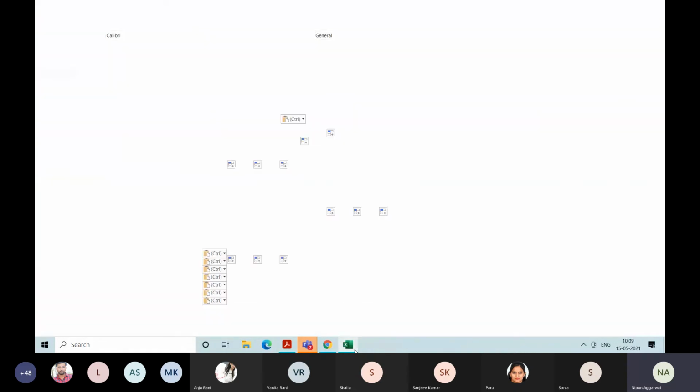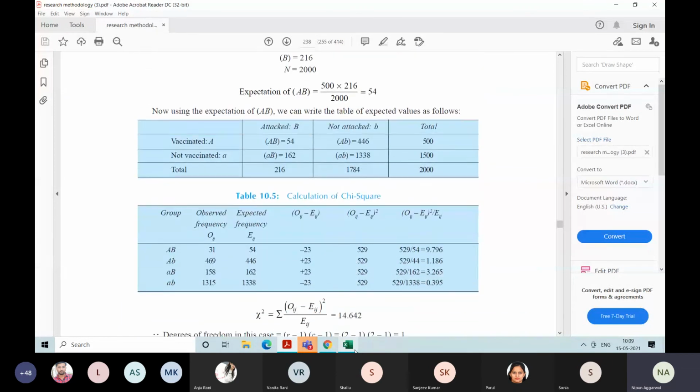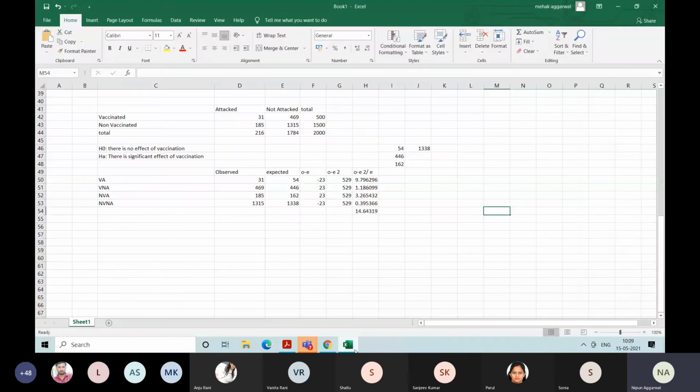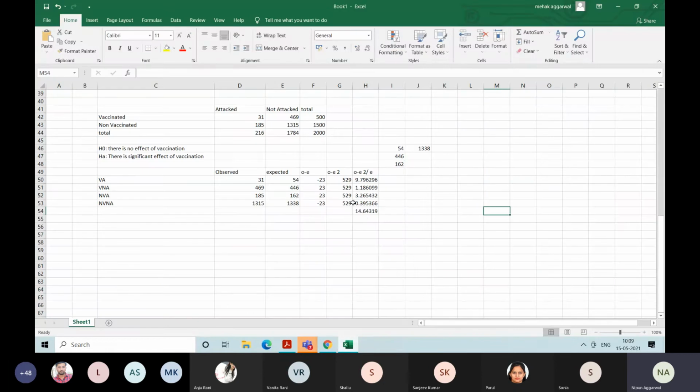So 162, 1338. That will be our theoretical frequencies. And if we calculate this, it comes out to be 14.642. So our chi-square calculated value is 14.642. That is your chi-square calculated value. Now you have to check the chi-square table value, and for that you require the degrees of freedom.